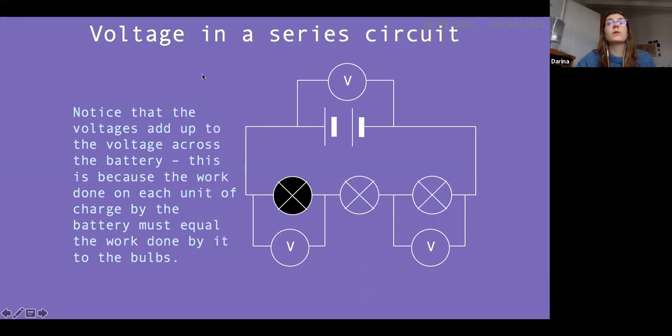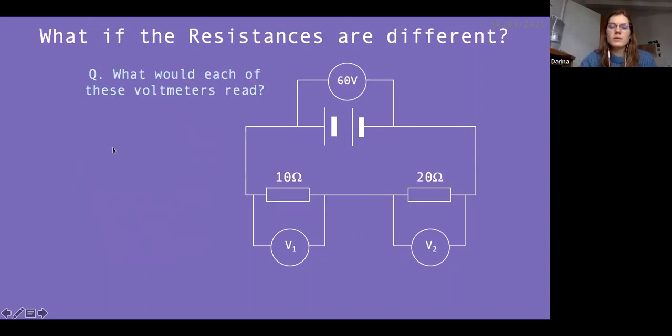Okay, now let's have a look at why this is. Another interesting aspect is that all of the voltages across a particular series circuit add up to be the voltage across the battery. This is how we split it in the first place, but notice this is because the work done on each unit of charge must be equal to the capacity that the battery has for work, and therefore this is why we can use this hack of voltage across the battery equals the sum of the voltages across all the components in the series circuit.